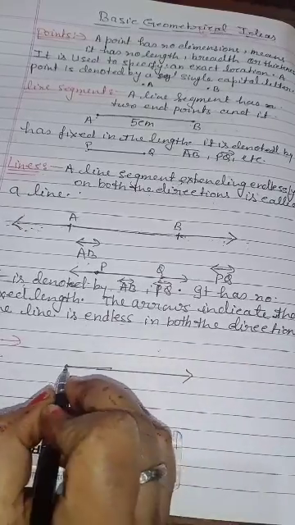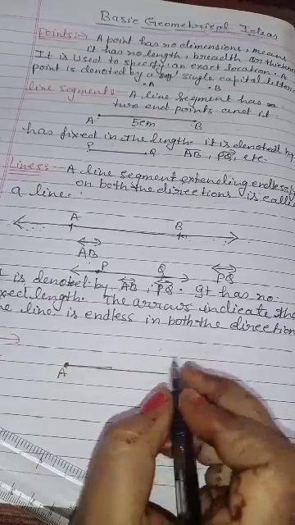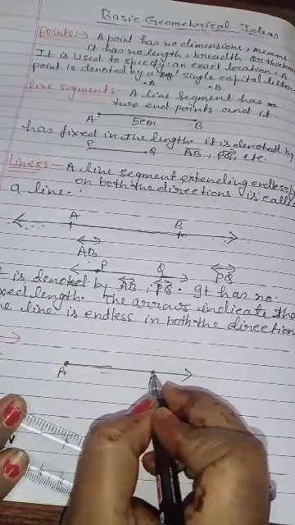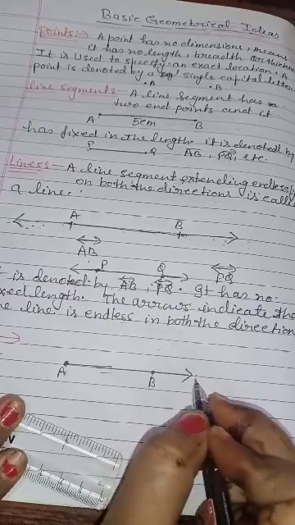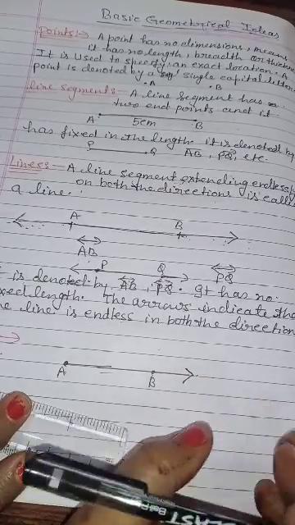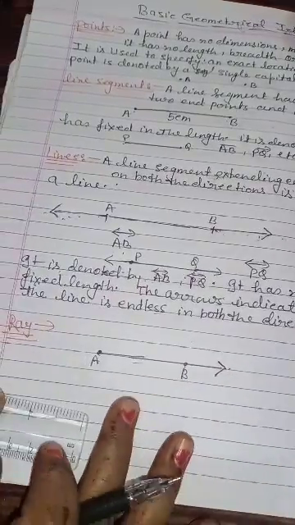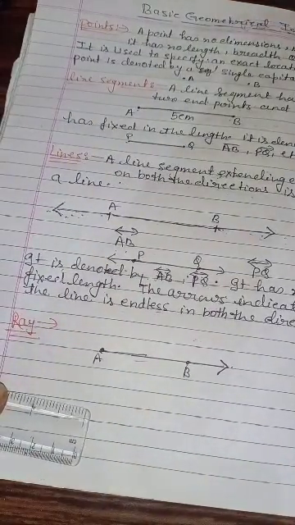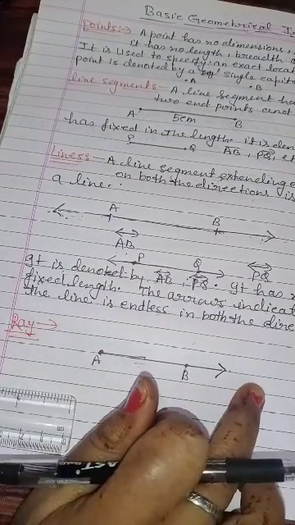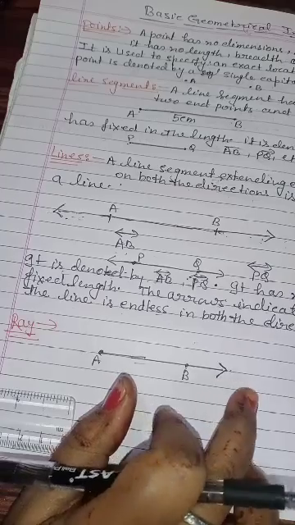Okay, suppose this point A is fixed. Here AB is a line segment, and from point B I can extend it further. If I still have scope to extend it, then it is a ray. So what is the definition of a ray? It has a fixed point and it can be extended endlessly in one direction.